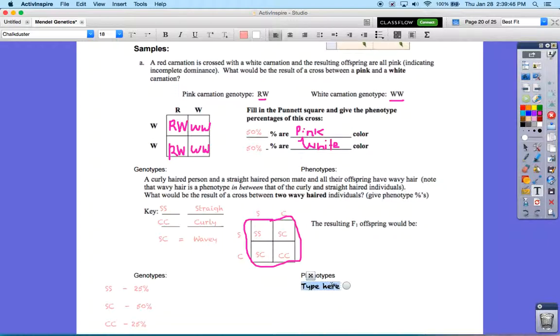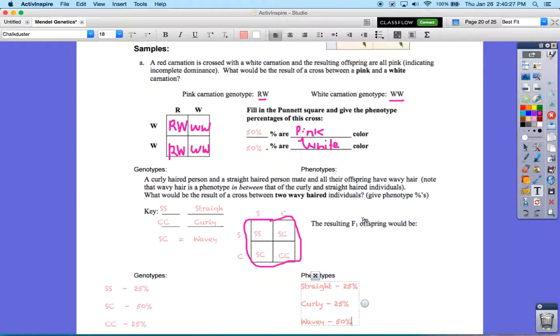The different phenotypes that we have here are straight, curly, and wavy. The straight probability only occurs when we have SS, and that is 25%. Our curly probability only occurs when we have CC. That's 1 out of the 4, so that's only 25%. And then our wavy probability is 2 out of the 4, the SCs, so that would be 50%. So we have a 25% chance of straight, 25% chance of curly, and a 50% chance of wavy.